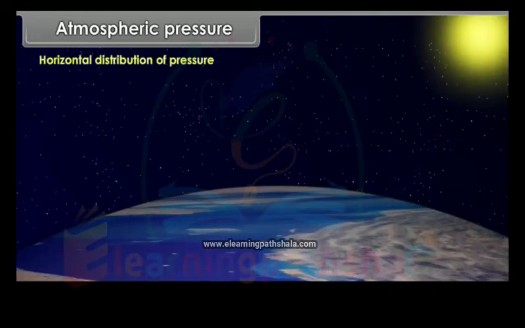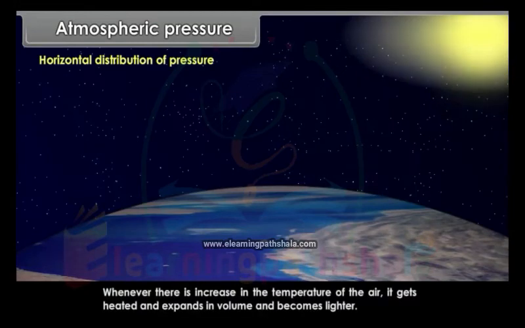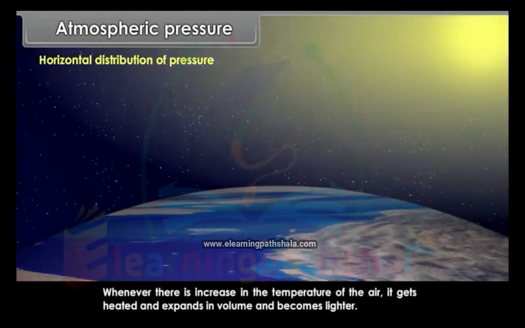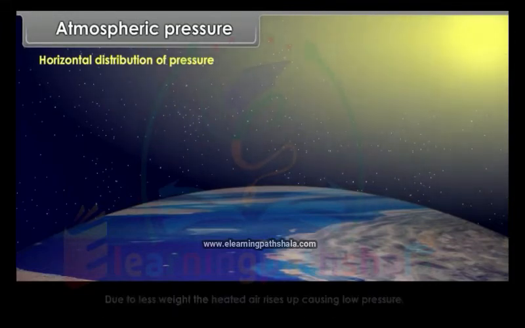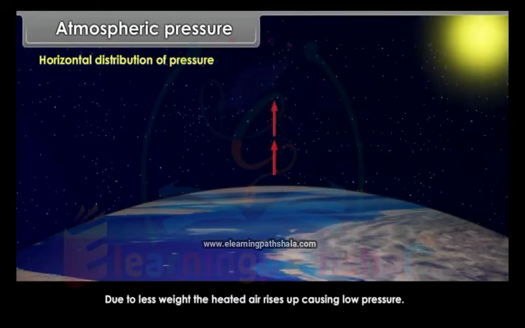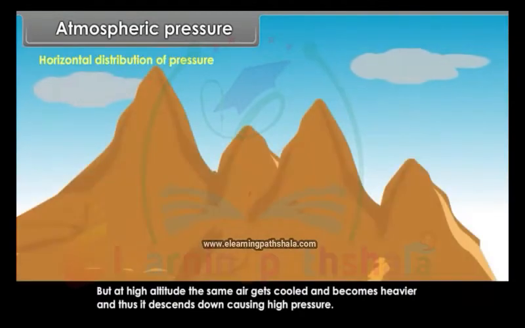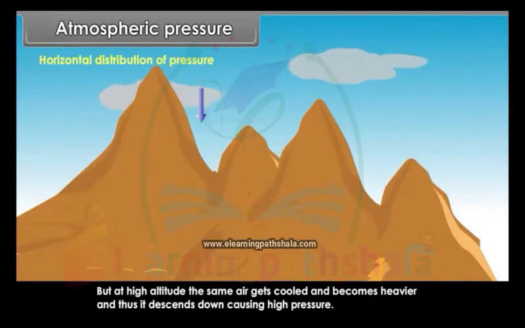Horizontal distribution of pressure. Whenever there is increase in the temperature of the air, it gets heated and expands in volume and becomes lighter. Due to less weight, the heated air rises up, causing low pressure. But at high altitude, the same air gets cooled and becomes heavier, and thus it descends down, causing high pressure.